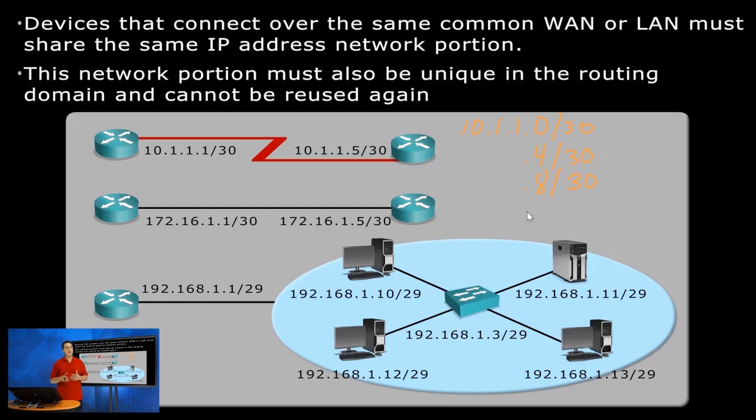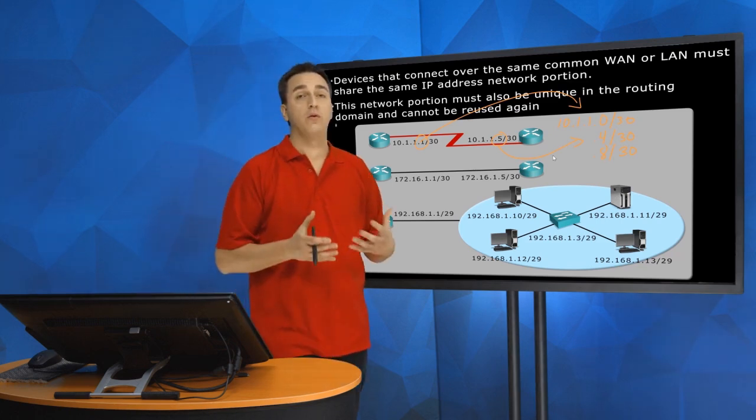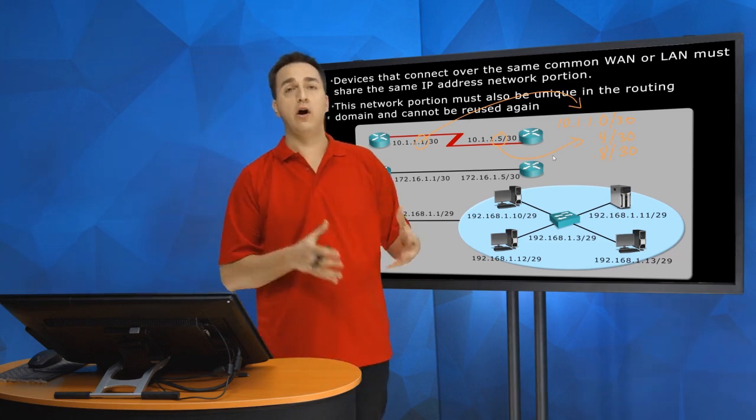So if I analyze now the addressing, .1 is in the first subnet. .5 is in the second subnet. So that's not going to work. It's not going to work at all.